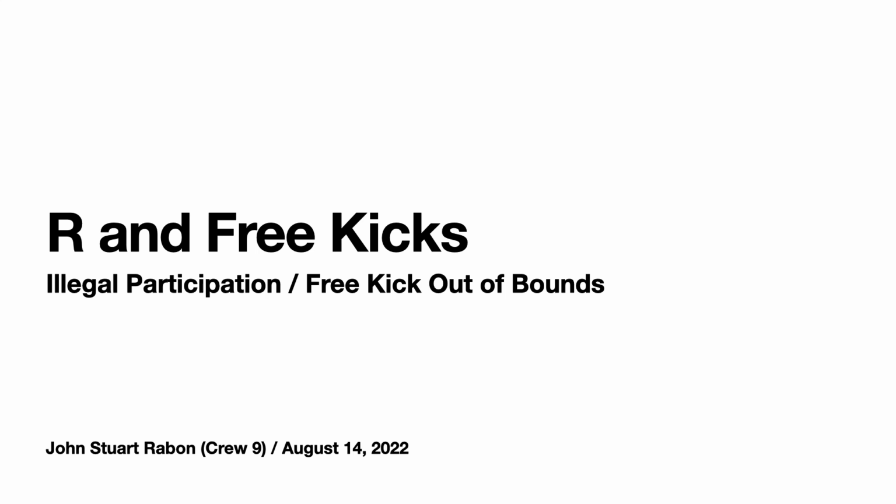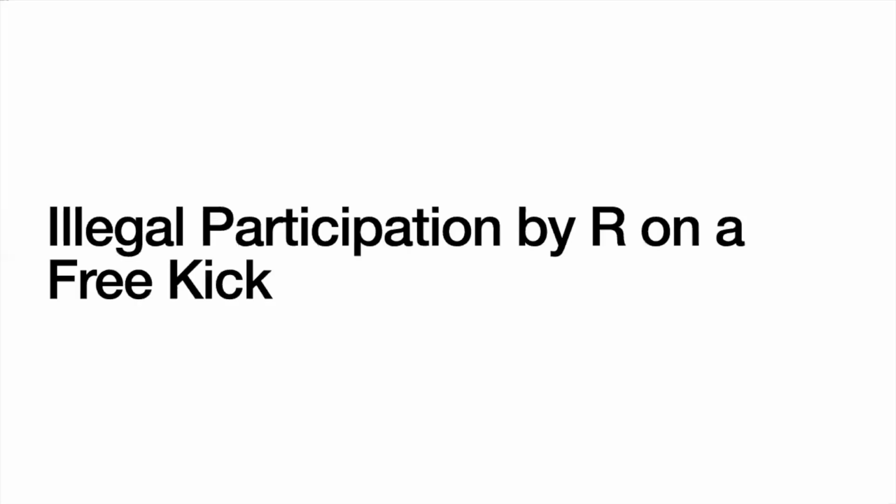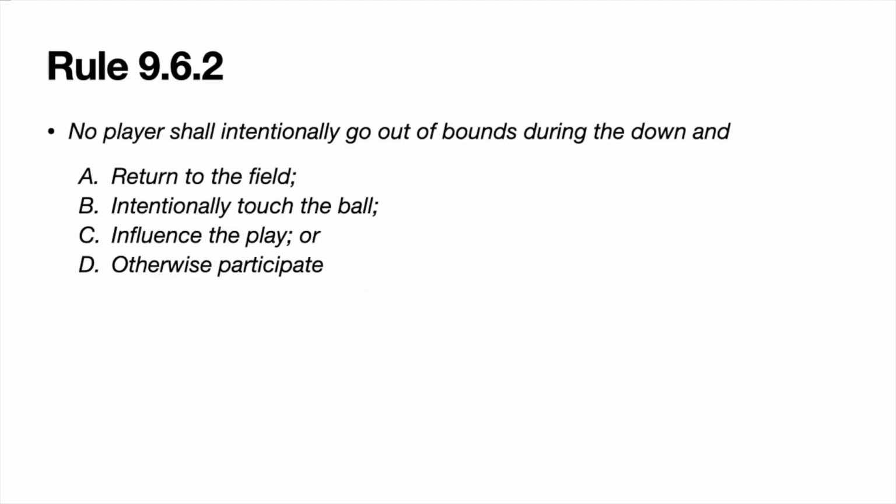Okay, so first, let's talk about participation by R on a free kick. When is it legal or illegal? Let's see what the rule book says. Rule 9.6.2: No player shall intentionally go out of bounds during the down, and A, return to the field, B, intentionally touch the ball, C, influence the play, or D, otherwise participate. D is kind of a catch-all that really covers everything, but we have A, B, and C there to help us. The key part of this rule for us is the word intentionally.